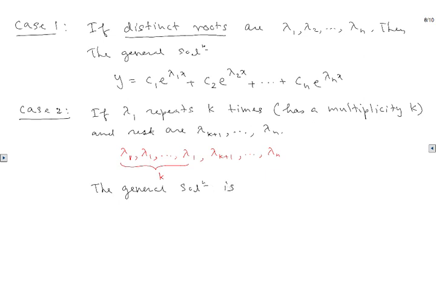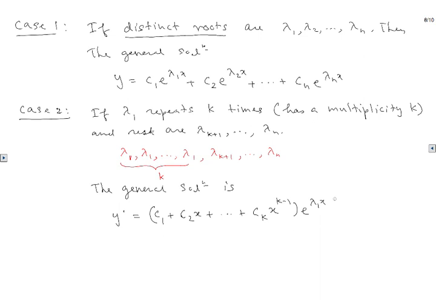is, we know what happened in the case of two solutions. We multiply the second one by x. It's the same thing. We're going to keep multiplying by x every time. So your general solution y is equal to c1 plus c2x, and then just keep multiplying by x every time. So what will happen? Ck is going to be x to the k minus 1 times e to the lambda 1 x. So you multiply every time by x.